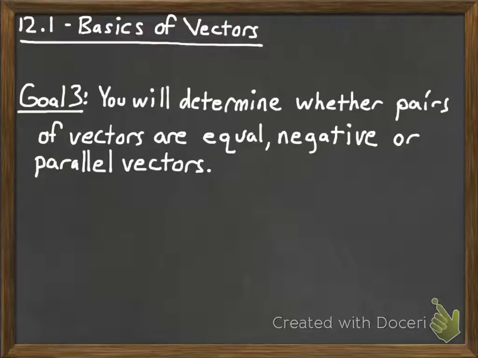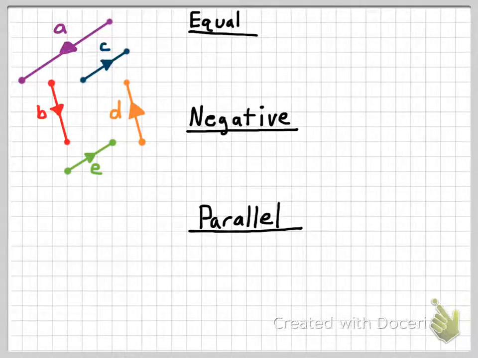Let's go ahead and take a look. Let's get right into this right here. I've got several vectors drawn on the screen right here. You see vectors A through E. And we're going to group them into vectors that are equal, vectors that are negative, vectors that are parallel. And while doing so, of course, we'll talk about what the definitions for each of those things are.